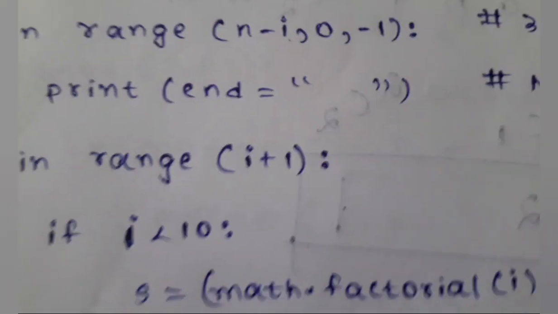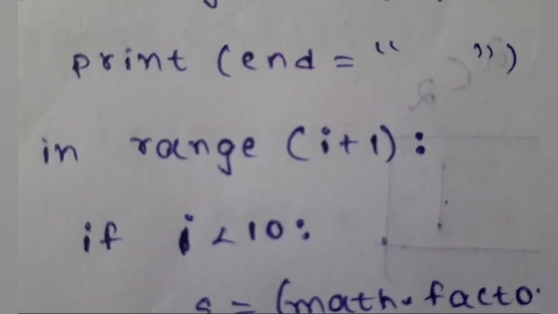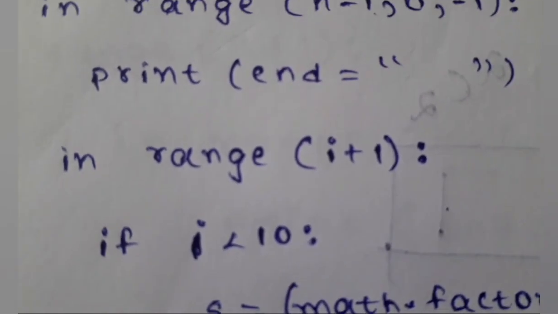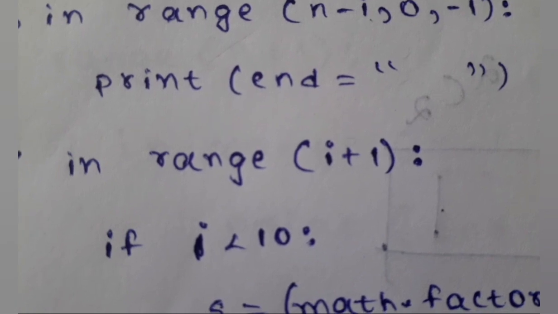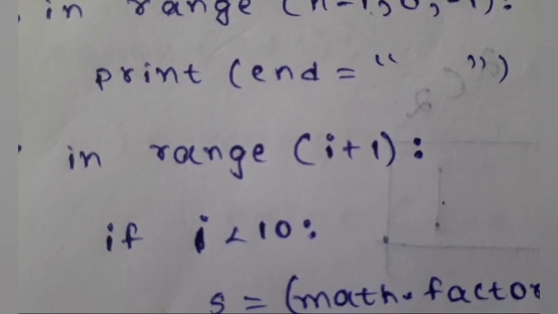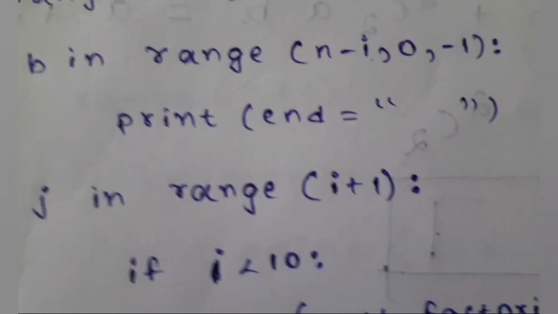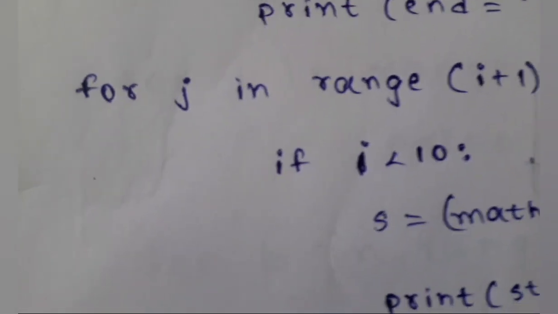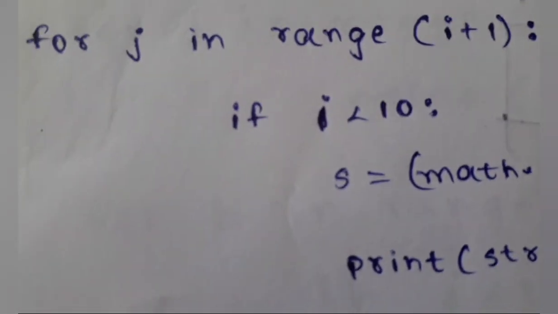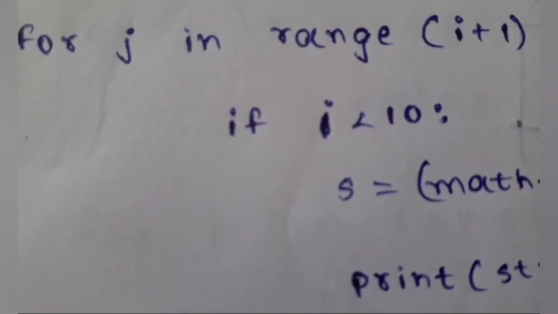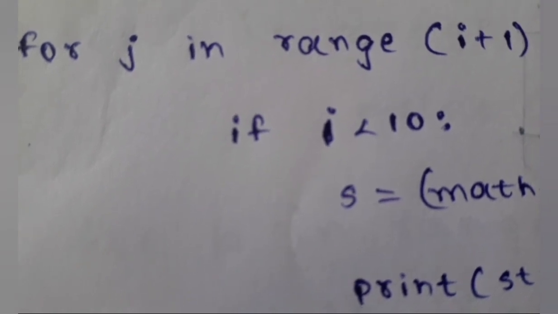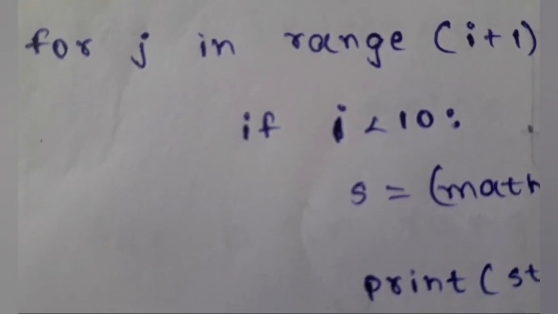Then I have initialized it in such a way that empty spaces are printed in the same line. So after printing empty spaces, the control will enter the third for loop. My third for loop is to print the numbers in the Pascal's triangle.